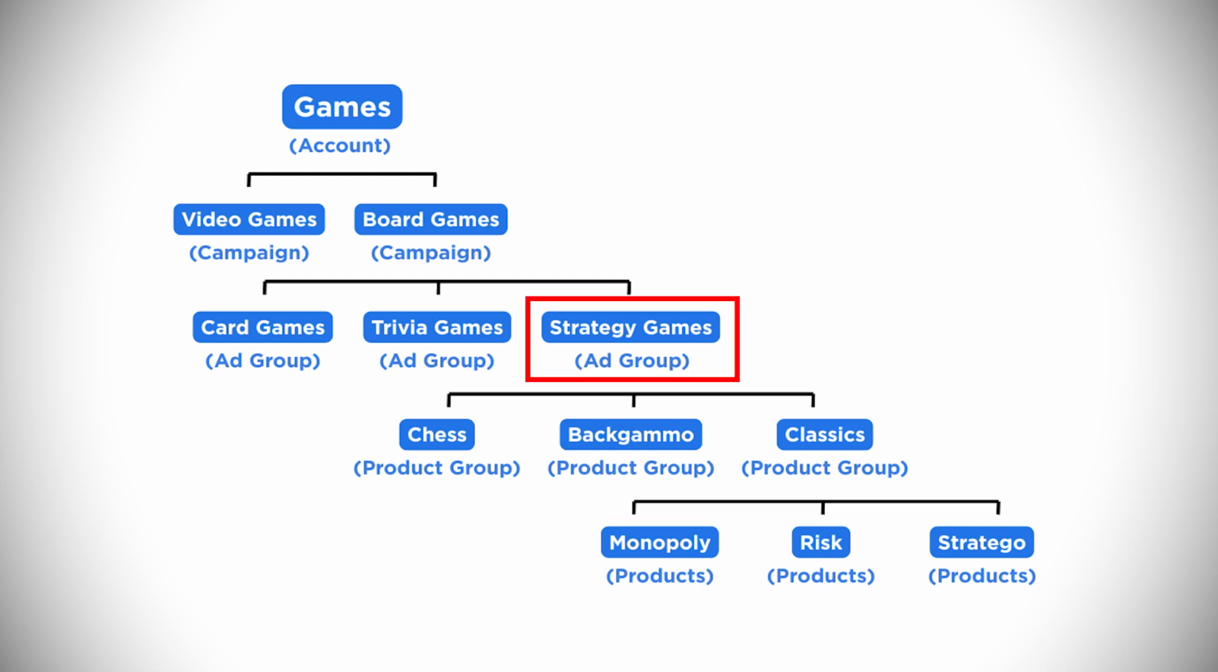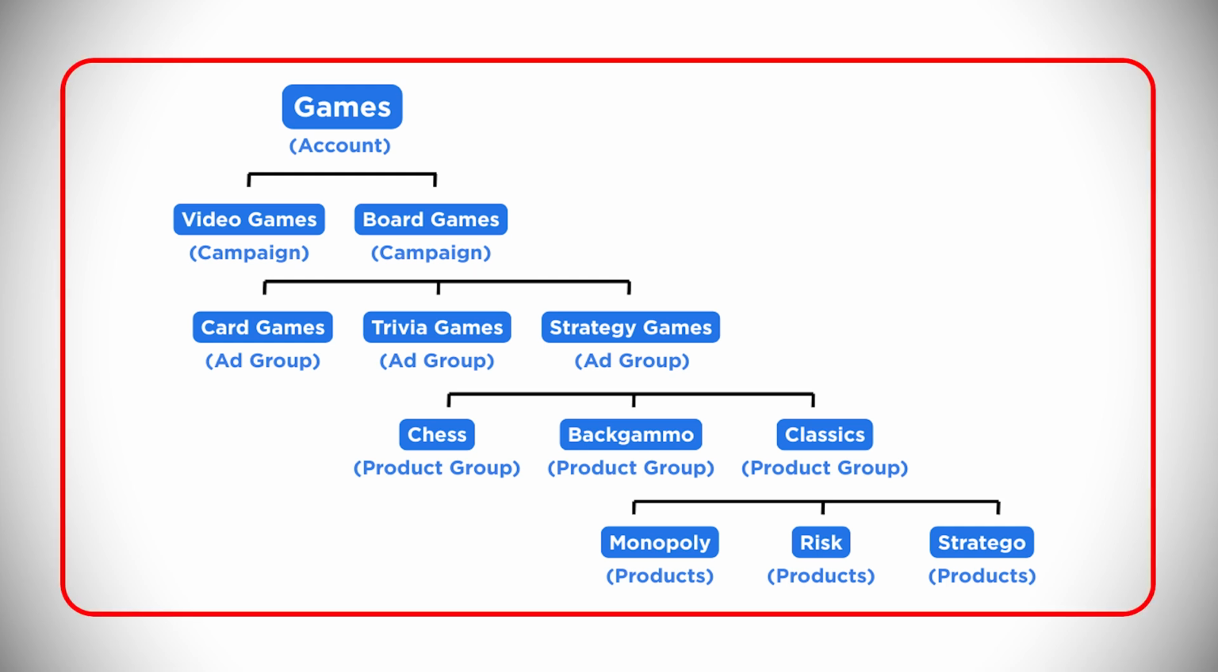Or let's say that your strategy games ad group has a lower conversion rate than everything else. You can see that straight away and go and investigate. Maybe your product pages aren't strong enough. Maybe the pricing is higher than the competition. Or if your video games campaign has a much higher bounce rate than the board games campaign, that might mean that the site navigation for that section might need some work. And the reason that you can see all of this is because your structure lets you do that.